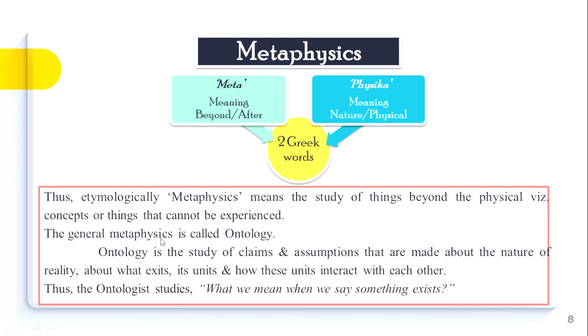The general metaphysics is called ontology. Ontology is the study of claims and assumptions that are made about the nature of reality, about what exists, its units, and how these units interact with each other. Thus, ontology studies what we mean when we say something exists.